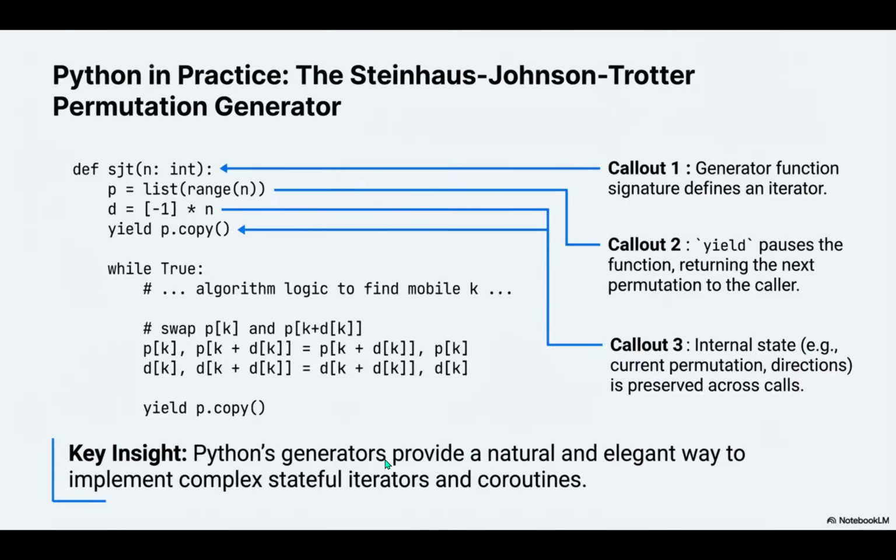So if you were writing that with normal functions, you'd have to manually pass all that state back and forth on every single call. Exactly. It would be a mess. You'd return a permutation, then have to pass it right back into the function along with all the direction flags just to calculate the next step.